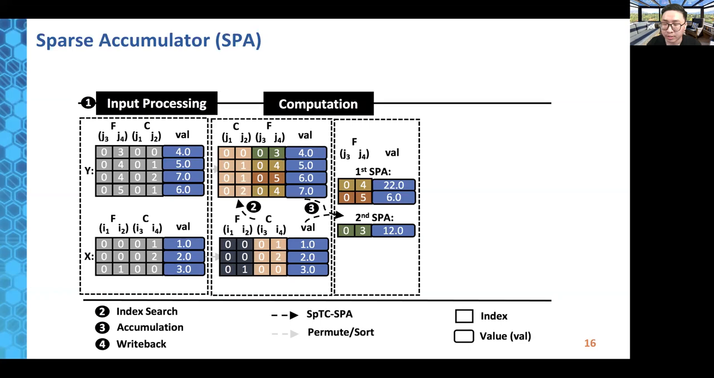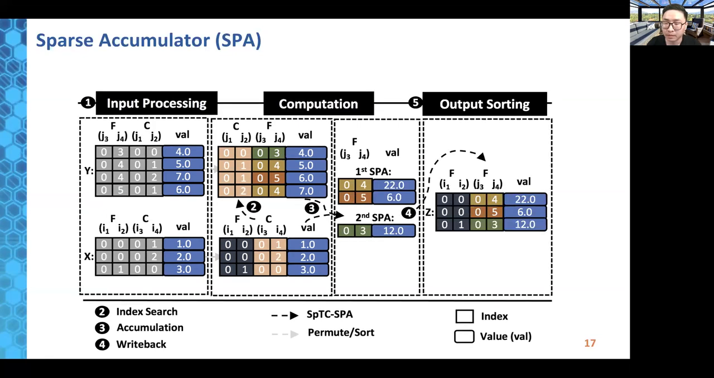The third stage is the accumulation, in which we use a sparse accumulator to store and accumulate the intermediate results. Our sparse accumulator introduces a thread-private dynamic object to store the output tensor from each thread to achieve efficient parallelism. The fourth stage is the write-back stage, in which we write intermediate results from the sparse accumulator to the output tensor J with dynamic allocation.